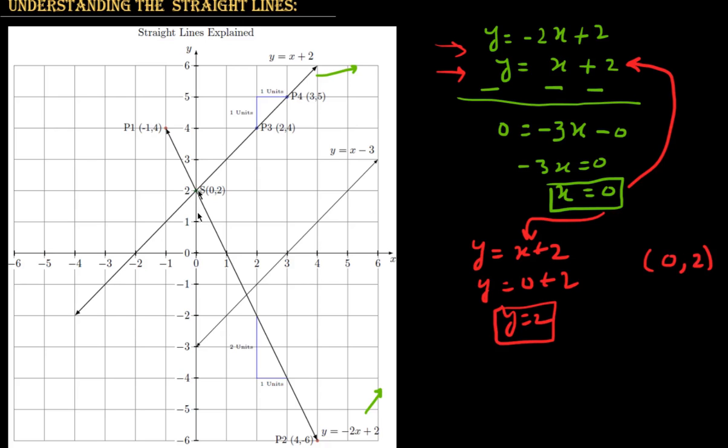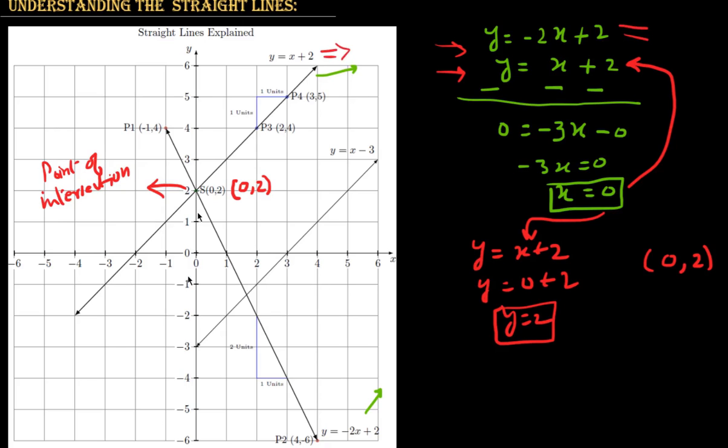Now look at the intersection of these two lines. These two lines are intersecting at 0 and 2. So what does it mean? It means that if you were asked to find the solution of two lines using a graph, you just draw the two lines and find their point of intersection. This point of intersection is the solution of the equations of the two lines. These equations are linear equations, both lines have linear equations in x and y.